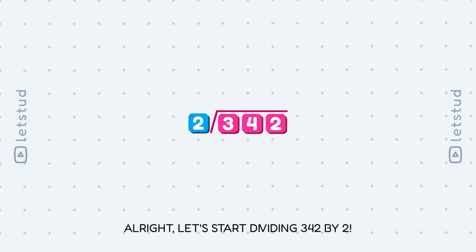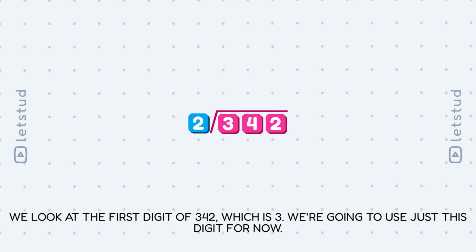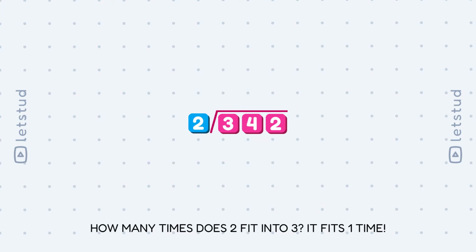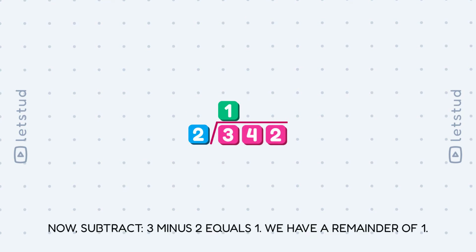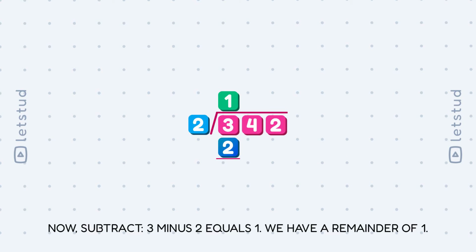Alright, let's start dividing 342 by 2. We look at the first digit of 342, which is 3. We're going to use just this digit for now. How many times does 2 fit into 3? It fits 1 time. Let's check: 1 times 2 is 2. Now subtract: 3 minus 2 equals 1. We have a remainder of 1.